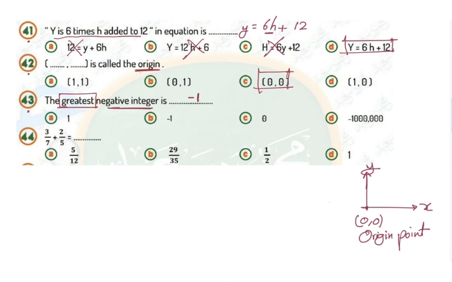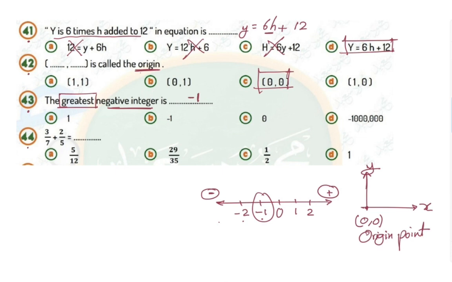Look with me. We have a number line: 0, 1, 2, -2, -1, -2. We call this the negative direction and the positive direction. When we talk about negative integers, we start with -1, -2, -3, and so on. Which one is to the right? Of course, -1. So -1 is the greatest negative integer.